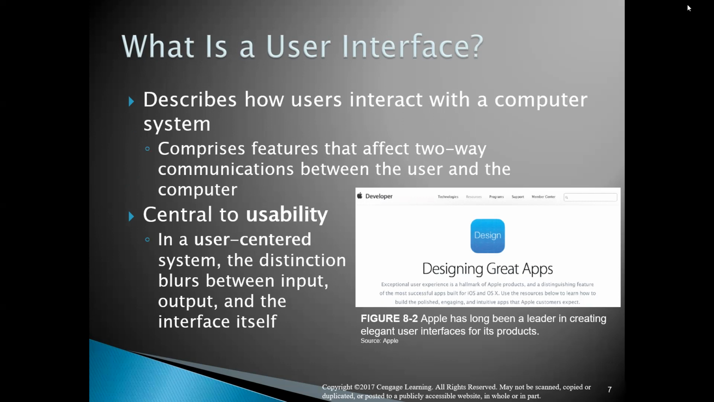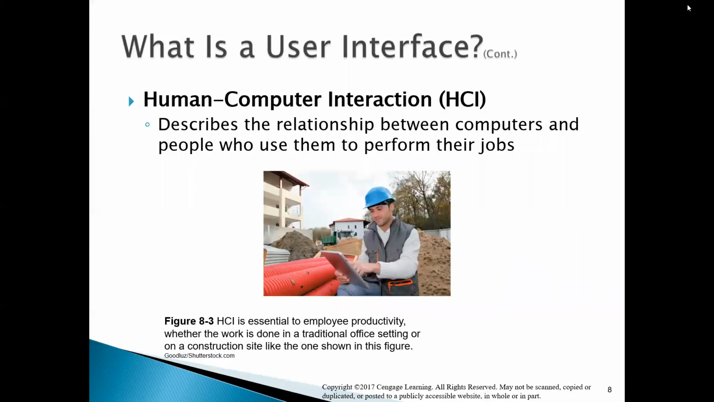What is an interface? An interface describes how users interact with the computer system. Moreover, it comprises features that affect two-way communication between the user and the computer, whereby the user initiates the communication and the computer responds. Now, central to usability is the user interface. In other words, in a user-centered system, the distinction blurs between input, output, and the interface itself.